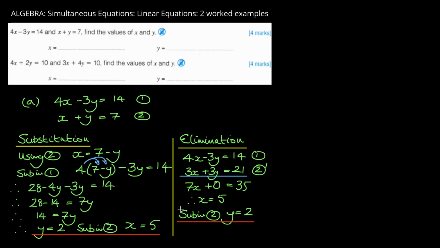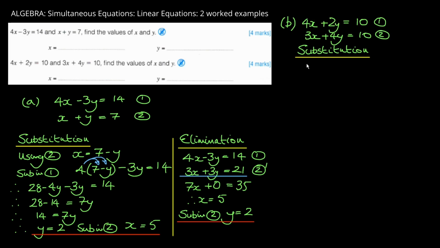Look at the difference of the arithmetic we've had to do between the two methods. The elimination method, if it's possible, will generally be easier. Let's try it with part B. And first of all, I'm going to use the substitution method.